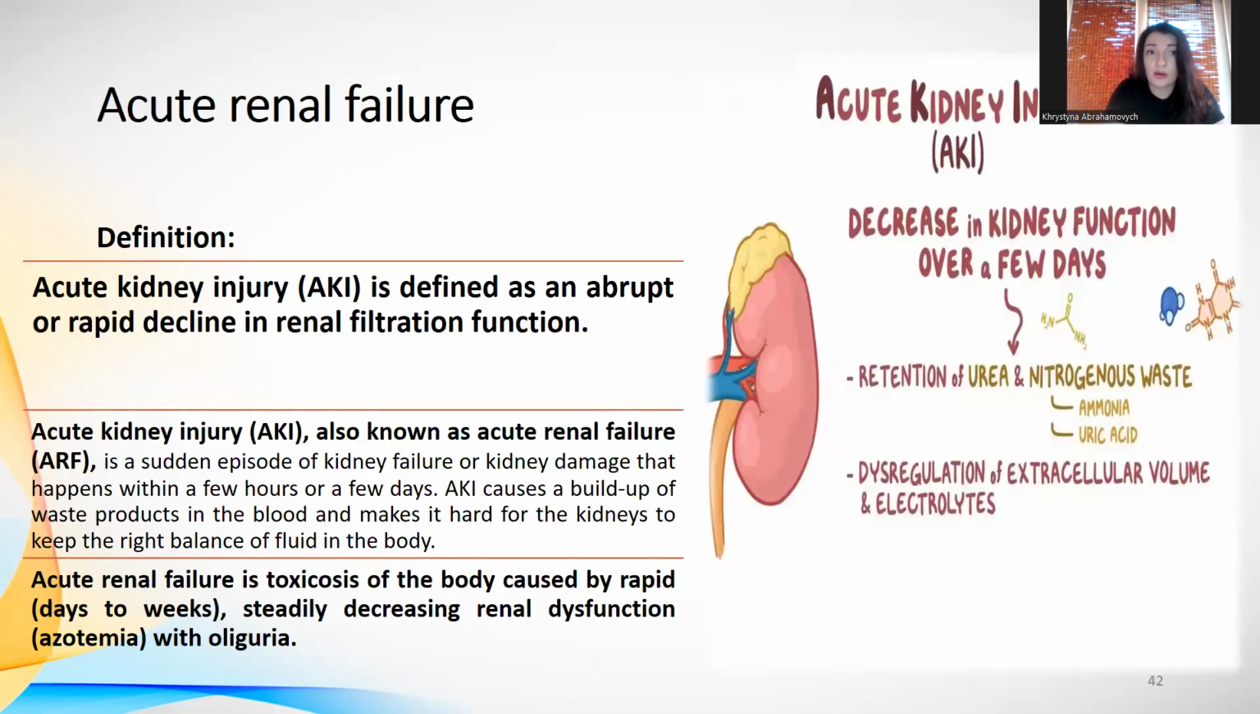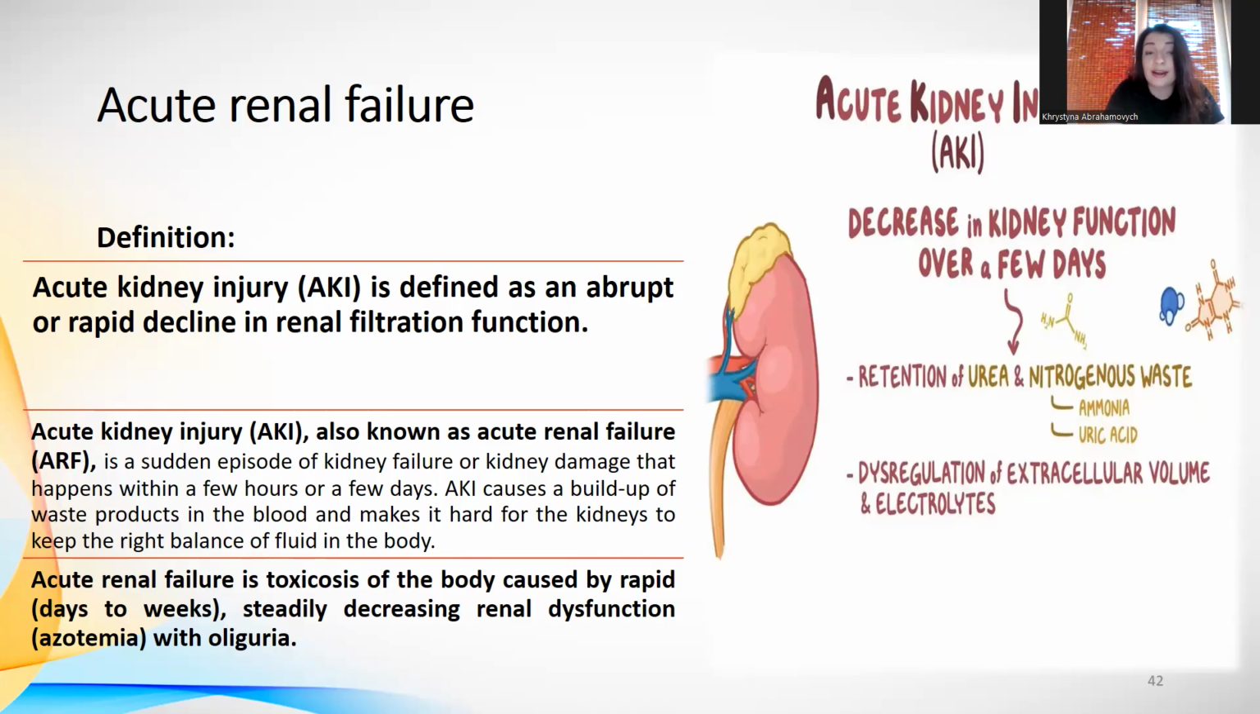And what should we know about it? That acute renal failure also is called acute kidney injury, so it is a synonym. And it is defined as an abrupt or rapid decline in renal filtration function. It is a sudden episode of kidney failure or kidney damage that happens within a few hours or a few days. Acute kidney injury causes a buildup of waste products in the blood and makes it hard for the kidneys to keep the right balance of fluid in the body.